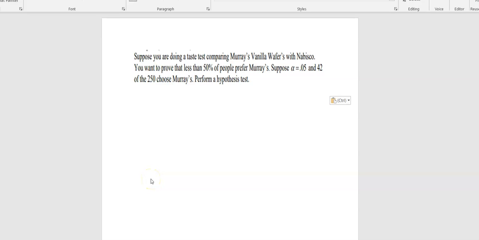Suppose you are doing a taste test comparing Murray's Vanilla Wafers with Nabisco. You want to prove that less than 50% of people prefer Murray's. Suppose that alpha is 0.05 and 42 of the 250 people choose Murray's. Perform a hypothesis test. Now let's notice that percentage again, that tells us this is a proportion. So this is a hypothesis test for proportions.